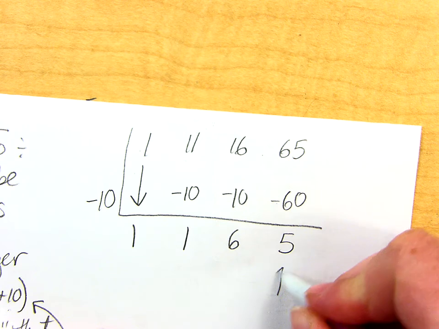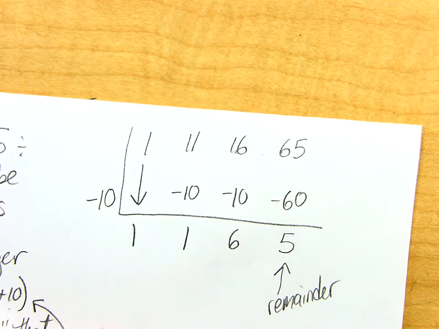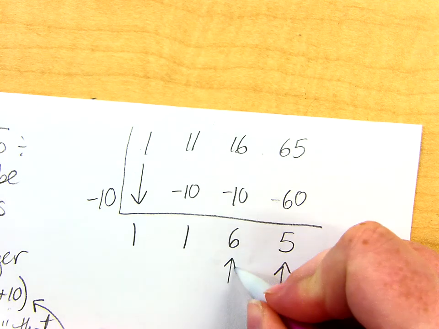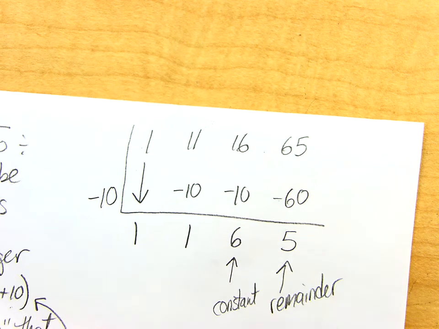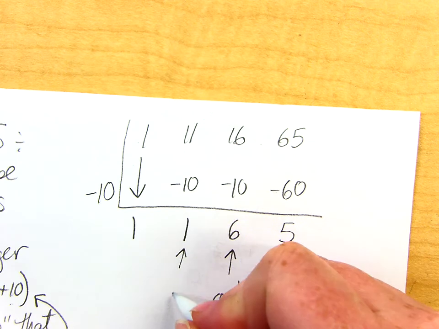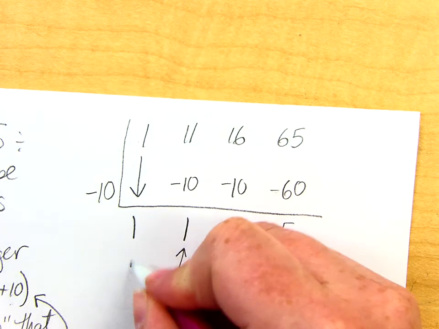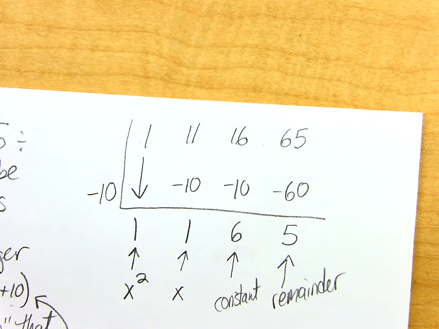This last number right here is always your remainder. It is possible that you get 0 as a remainder, and then it just means that it divided in evenly. This time it didn't. I have a remainder of 5. This is just your constant, so that number just stays as it is. And then these are the coefficients going forward. This is the coefficient of your x to the first term, and this is the coefficient of your x squared term. And if I had more, I would just keep going.